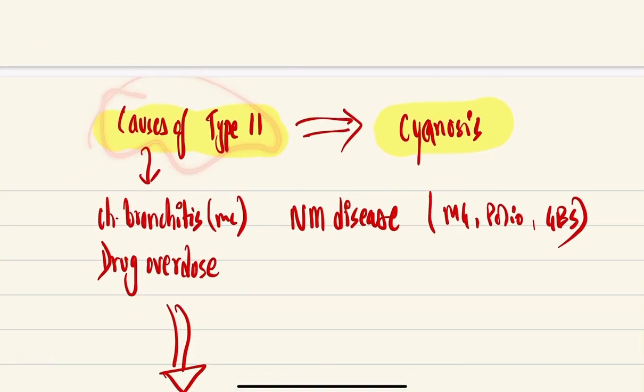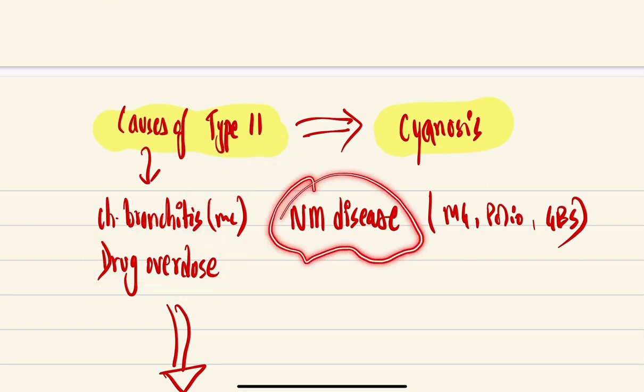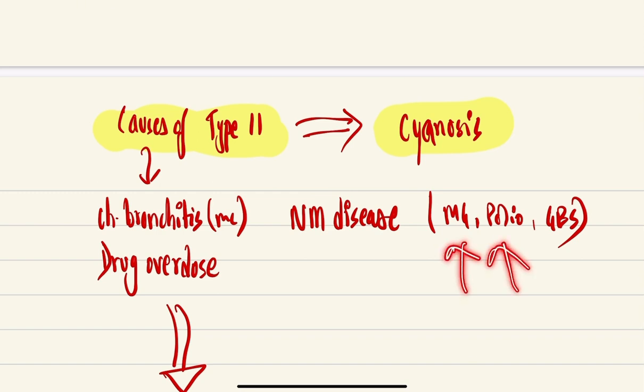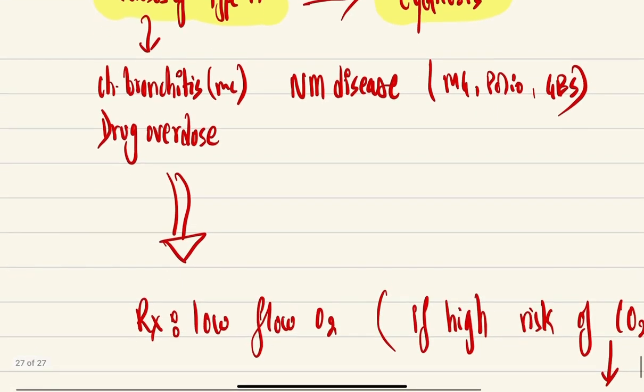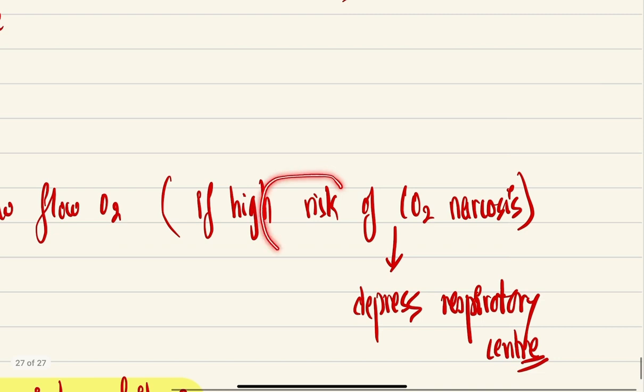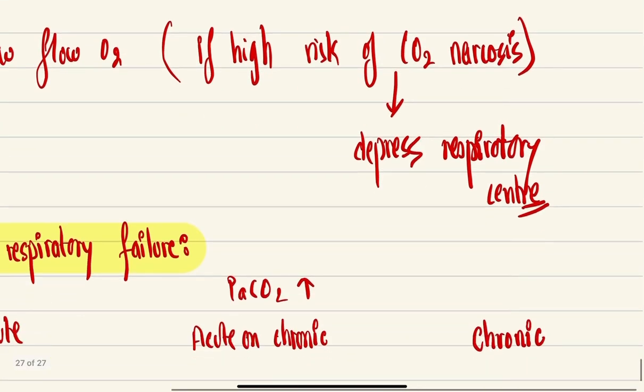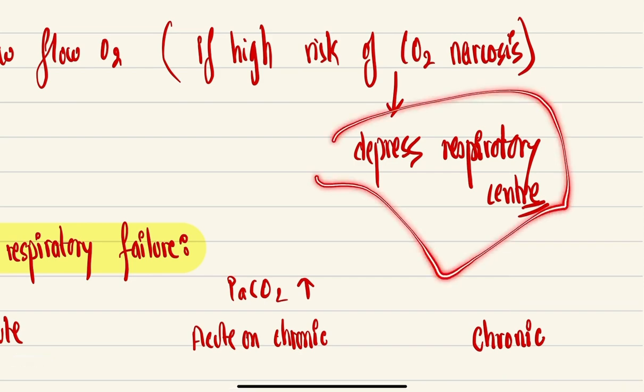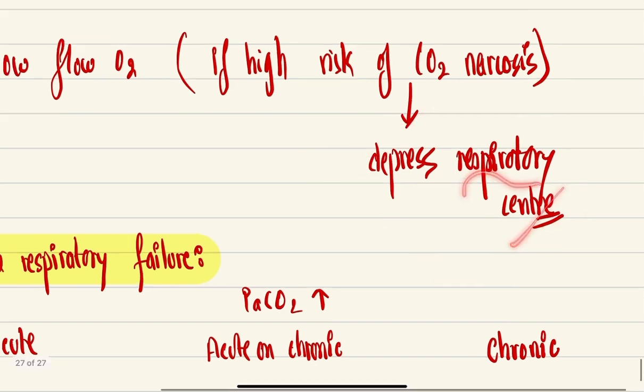Let's see some causes of type 2 respiratory failure. The most common is COPD. Second is drug overdose. Other is neuromuscular diseases like myasthenia gravis, poliomyelitis, GBS, Guillain-Barré syndrome. And treatment is low flow oxygen, because if we give high, then there is a risk of CO2, carbon dioxide narcosis, which depresses the respiratory centers.